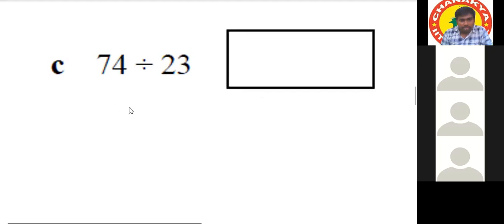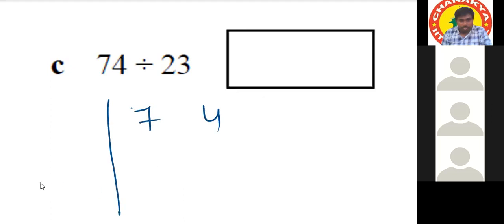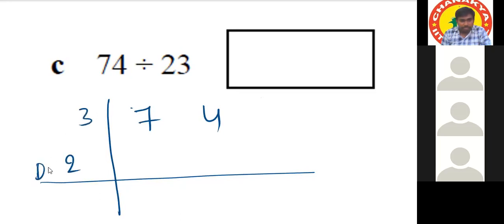What is the dividend? 74. We have to divide 74 by 23. In that 23, 2 is the divisor. 3 is on the flag. So flag consists of how many digits here? One digit. Means from the right side, after one digit, we have to separate.